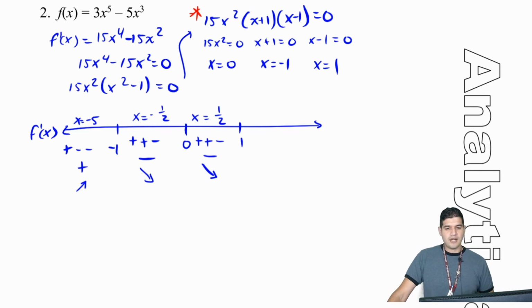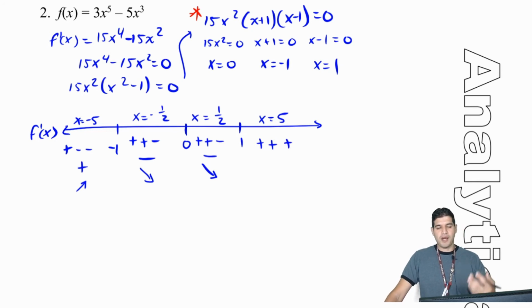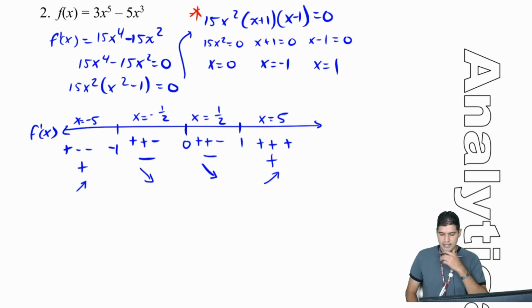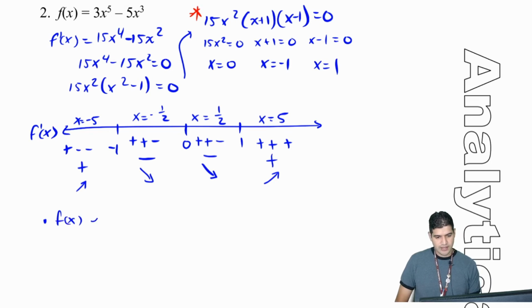And once more, a value greater than 1 is going to be x equal to 5. That'll work. And so 5 squared times 15, I'm going to get a positive value. 5 plus 1, I get a positive value. And 5 minus 1, I get a positive value. So positive times positive, it all comes out to be positive here, which means my function is increasing. So let's say, all right, f of x is increasing.